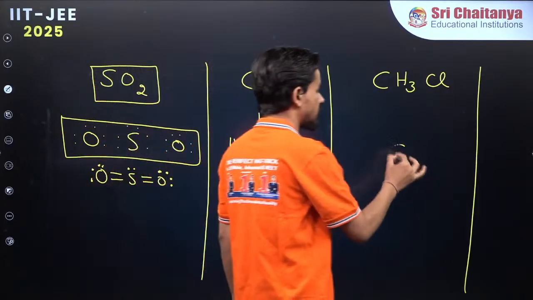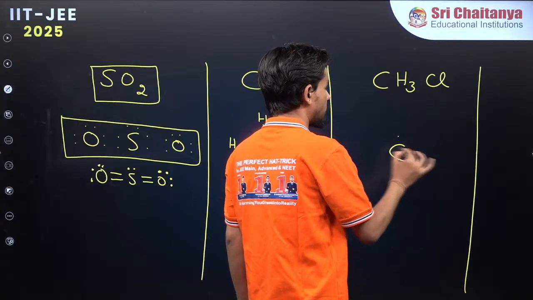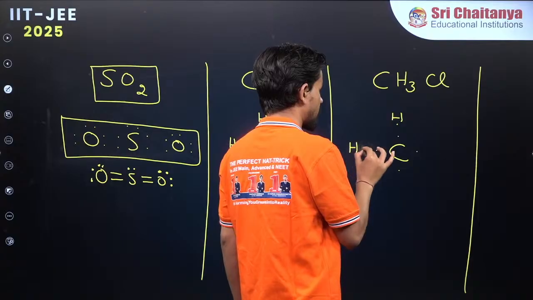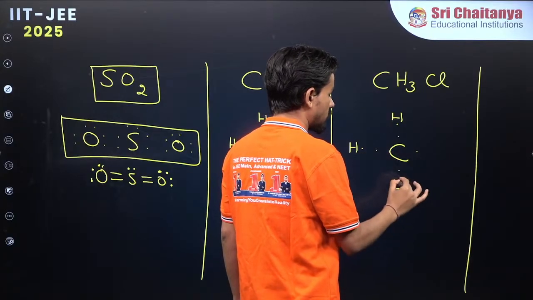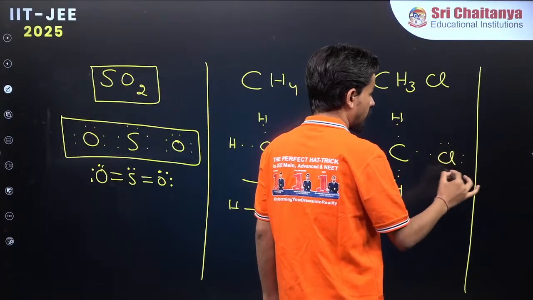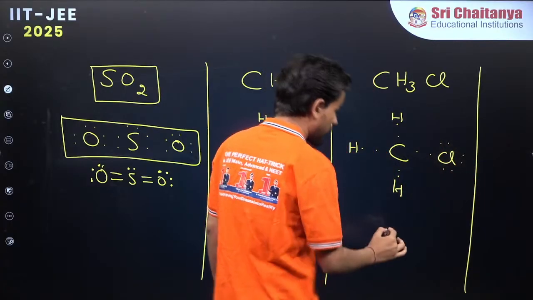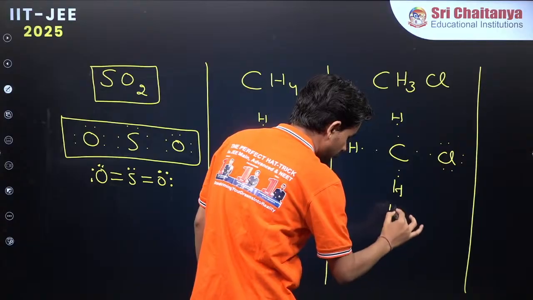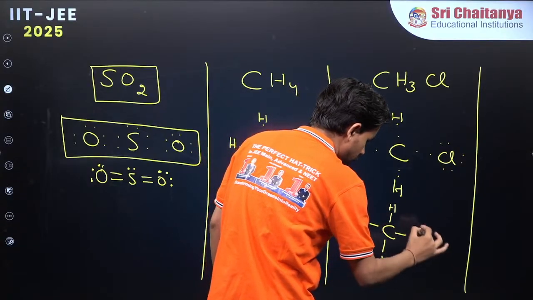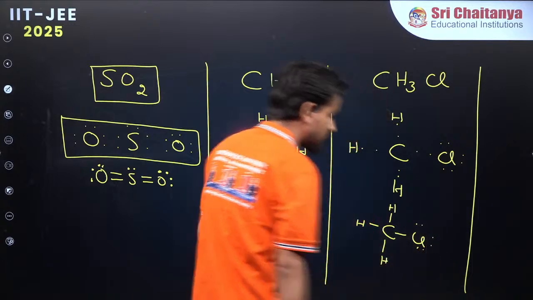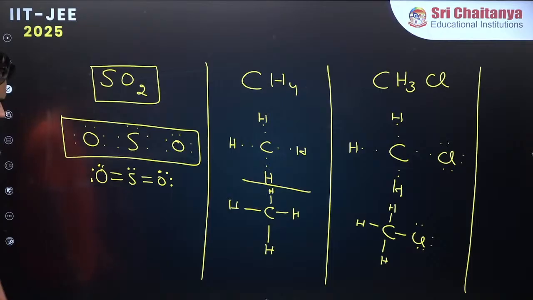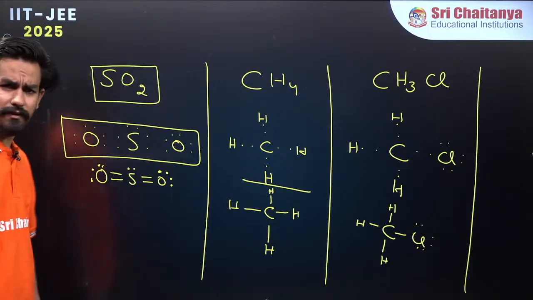Similar to that, CH3Cl: 1, 2, 3, 4. One of them is shared by hydrogen, second hydrogen, third also hydrogen, and the fourth one will be by Cl, and you know Cl has this kind of lone pairs, and carbon will have hydrogen, hydrogen, hydrogen, and Cl, and 1, 2, 3, 4, 5, 6, that kind of thing. That will be the structures. That is very, very easy.